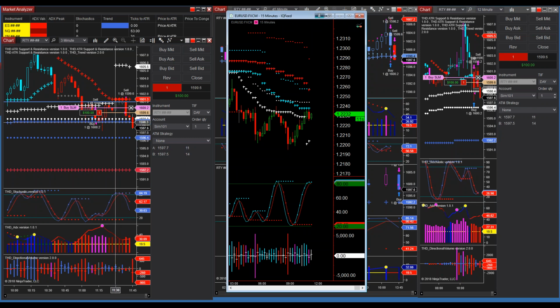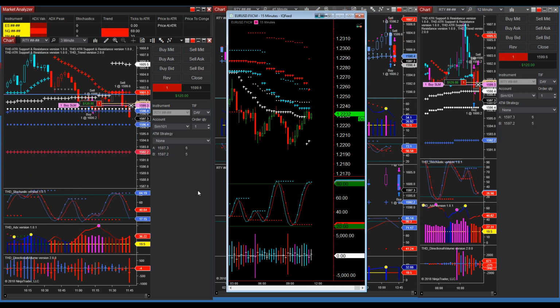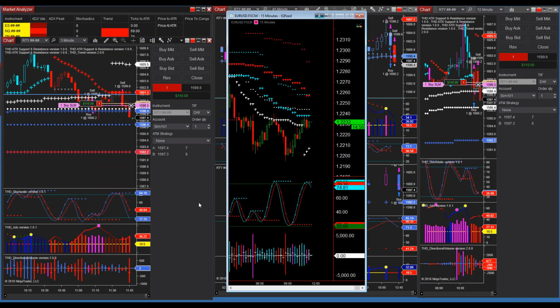And my entry was off just about 2 points, actually. I'm going to move this down to break even, so now I know I don't have any risk on the table. Coming down to 1592 would be even better. That would be this red ATR.